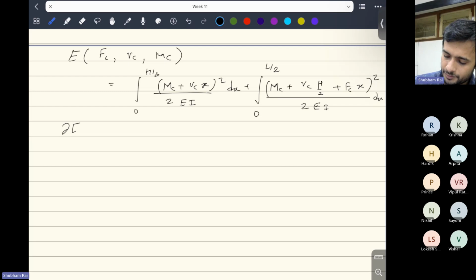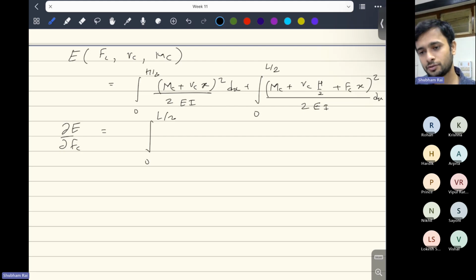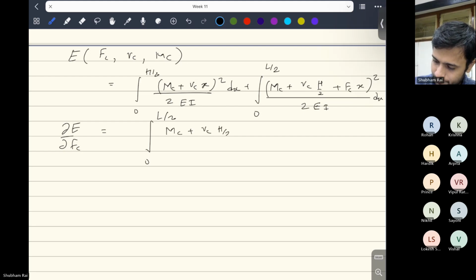And now you have to differentiate this with respect to FC. The first part is not a function of FC, so it will go to 0. So the second part will be there, from 0 to L by 2. Because in the first part, in the vertical beam, FC will not introduce any bending moment because it is along the length of the beam. But in the second part, in the horizontal beam, FC will introduce bending moment, and we are only taking the energy due to bending. Let's do the differentiation. Finally, you'll get x here and dx.